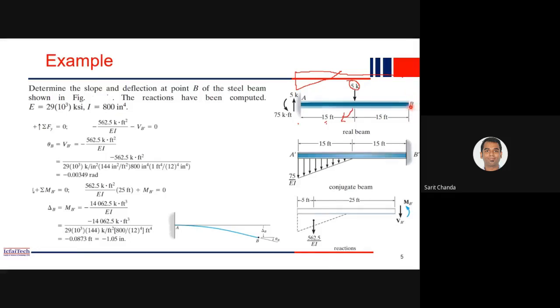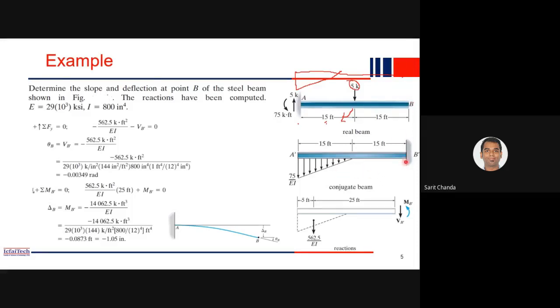So in the real beam, whatever the slope and deflection are, in the conjugate beam, those will be the shear force and the moment. So in this conjugate beam, if we find out the moment and the shear force at this point, that is actually equivalent to the slope and deflection in the real beam. So now we have to find out the moment and shear force at this B dash point. That is equivalent to theta and delta, slope and deflection.